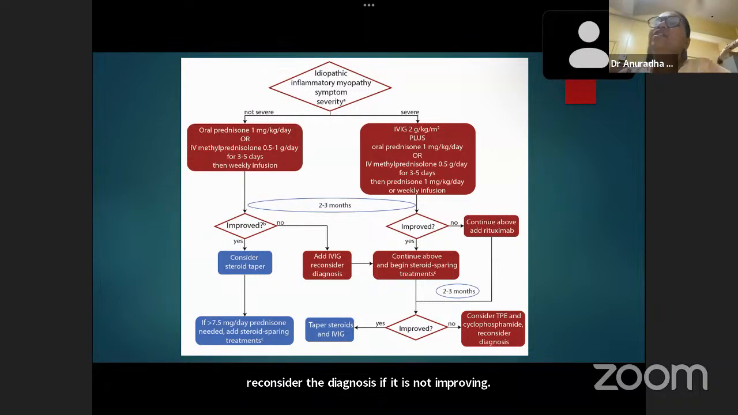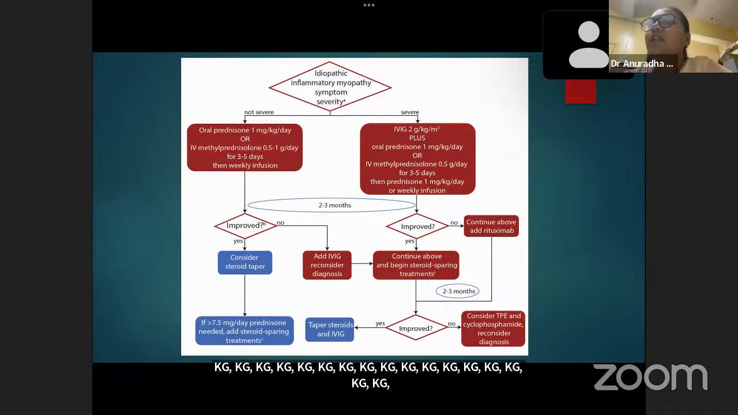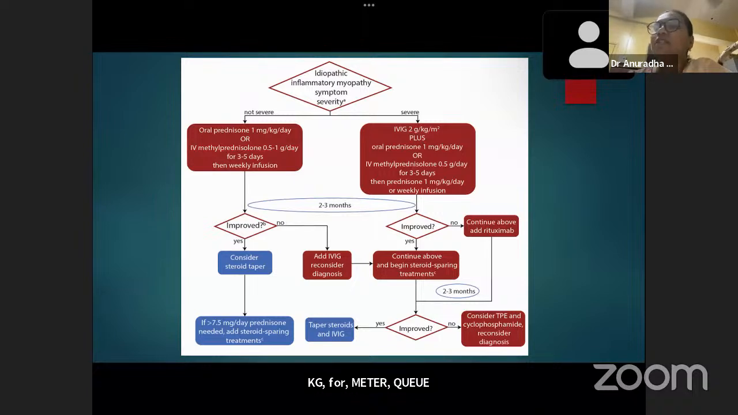If the patient presents with severe idiopathic inflammatory myopathy symptoms, then we go ahead with IVIG 2 gram per kg plus oral prednisolone, or we can treat the patient with IV methylprednisolone and then start oral steroids. Again, we have to look for improvement. How long should we wait for this improvement? We should wait for 2 to 3 months and see whether the patient is improving or not.